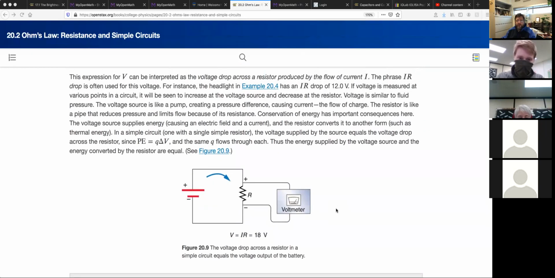Remember also that voltage is measuring the amount of energy per unit charge. So when we put our voltmeter into the circuit like this, and we measure 18 volts, that tells us that we have 18 joules per coulomb of energy for every bit of charge going through that circuit. So it tells us something about the energy of the charges moving through the circuit.